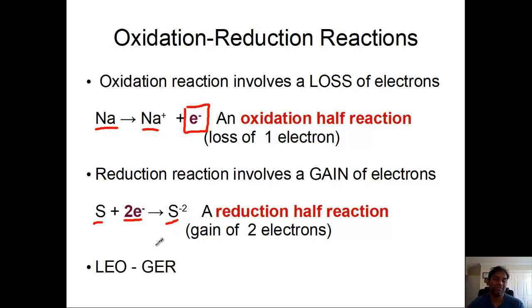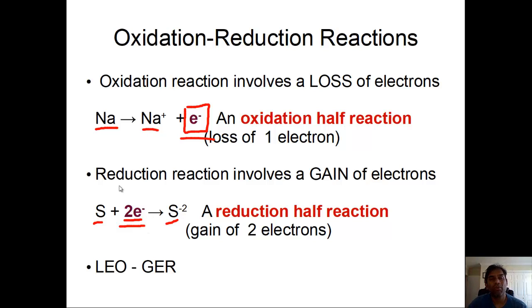Now, in order to memorize what an oxidation is and not to confuse it with a reduction, we often use the mnemonic LEO-GER. Lose electrons oxidation. Notice you lost an electron here on the product side. Gain electrons reduction. So when you gain an electron, it's on the reactant side of the equation.